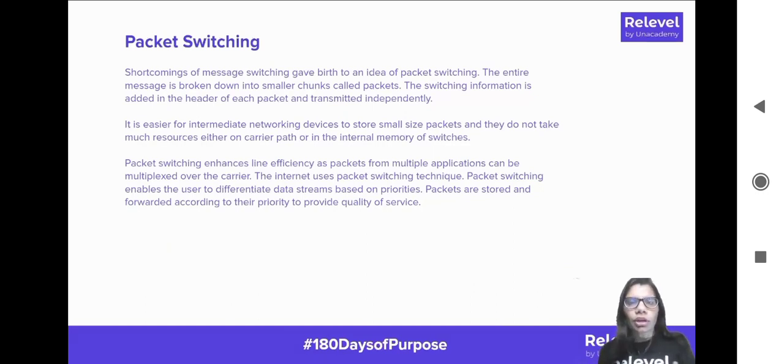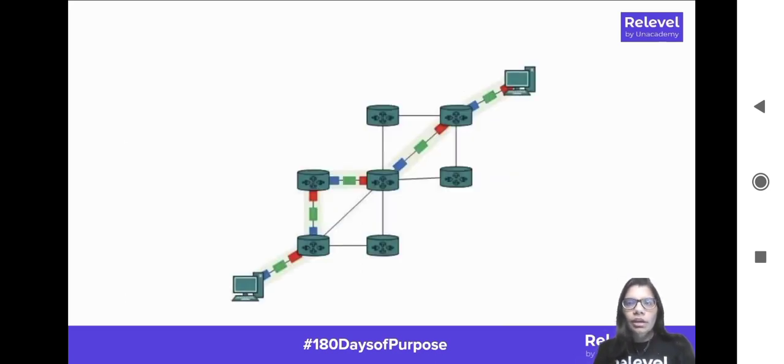The shortcomings of message switching gave birth to the idea of packet switching. The entire message is broken down into smaller chunks called packets. Here you can see the entire message broken down into different smaller chunks, and the switching information is added in the header of each packet, which is transmitted independently. It is easier for intermediate networking devices to store small packets, and they do not take much resources either on the carrier path or in the internal memory of the switches.